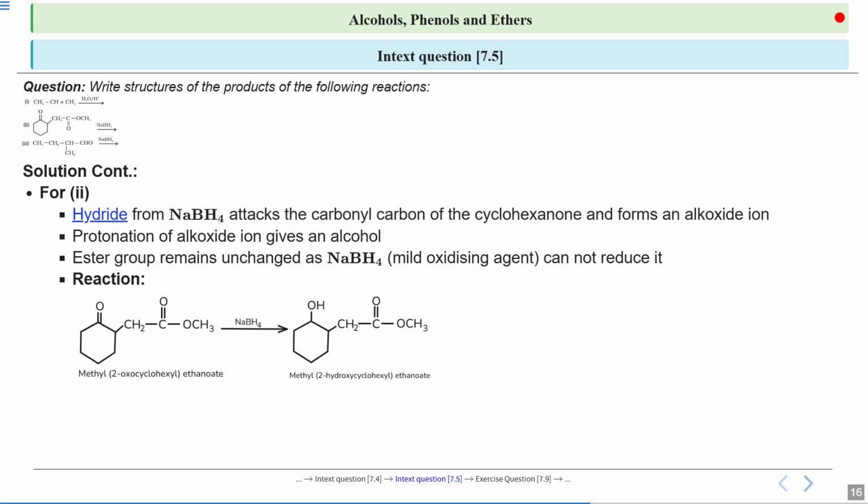And then what will happen? You will get an alkoxide ion, and then protonation of that alkoxide ion happens, which gives us our final product, an alcohol, methyl 2-hydroxycyclohexyl ethanoate. So C double bond O will convert to C-OH. This is the major product you are getting in our second reaction.